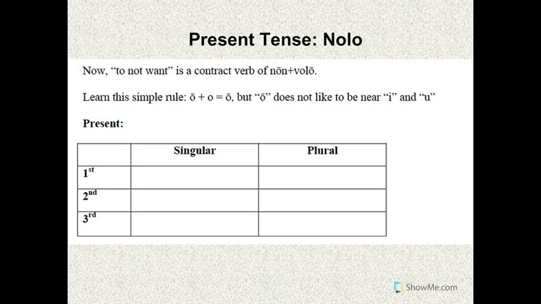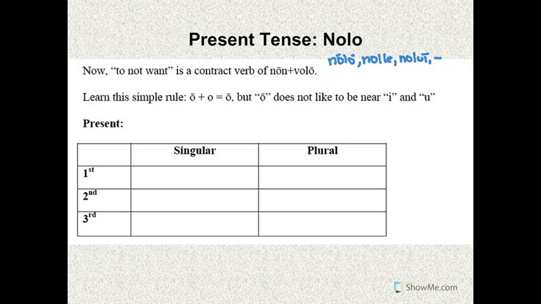Nolo, much like Volo, has three principal parts. Nolo, Nolle, and Nolui. Because it is intransitive, it does not have a fourth principal part. Now, as you may guess, Nolo is a contraction of non and Volo, and it means I don't want.